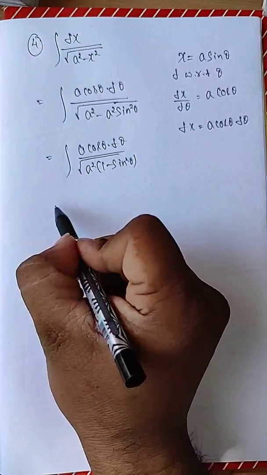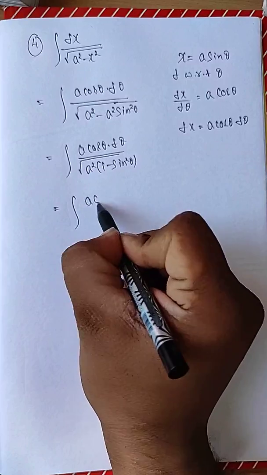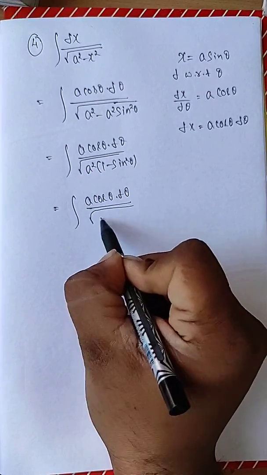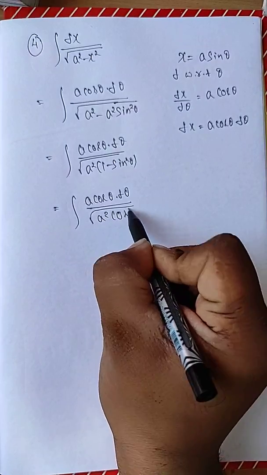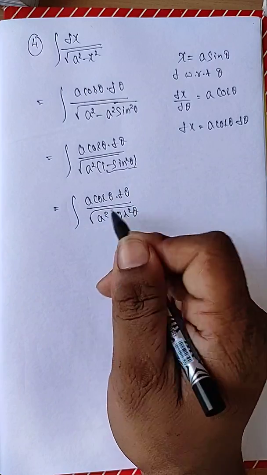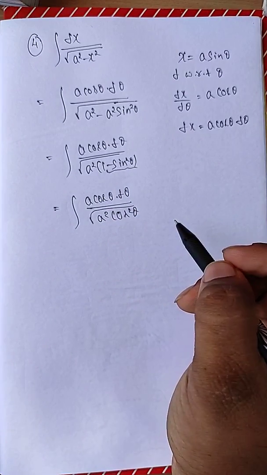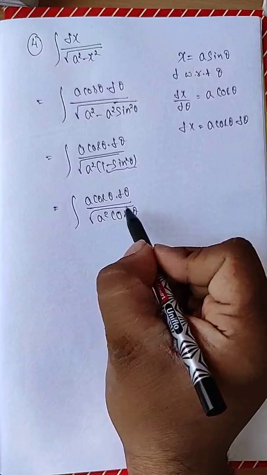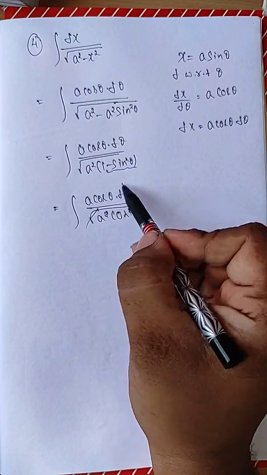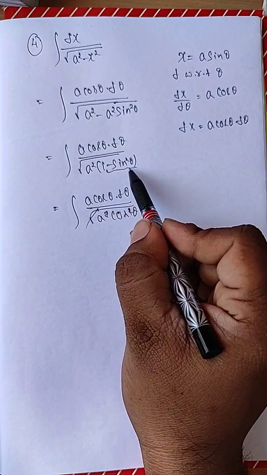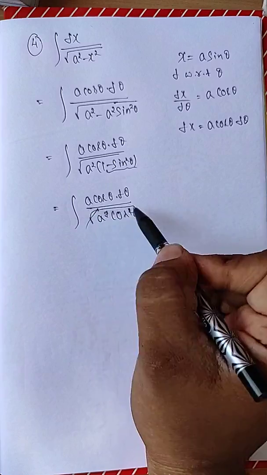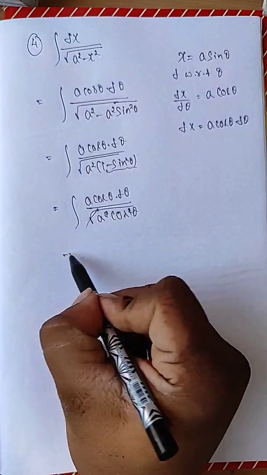What is 1 minus sin square theta? 1 minus sin square theta is cos square theta. So we have a cos theta d theta by root of a square cos square theta. This is a very famous identity: 1 minus sin square theta is cos square theta. Here square and root cancel. So what are we left with?